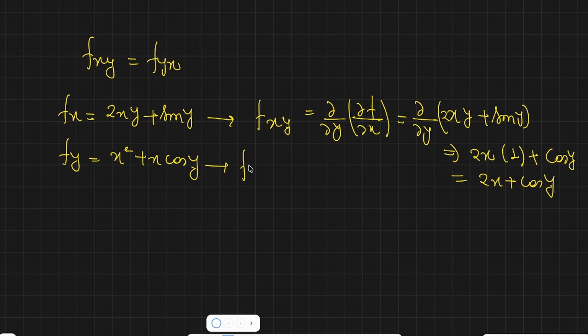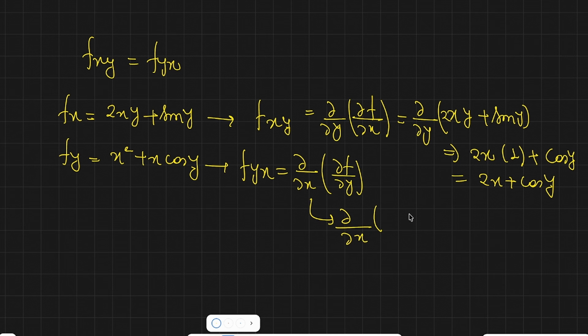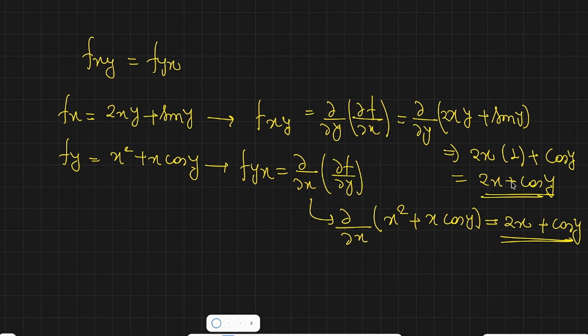Now what is this fyx? It means derivative of fy with respect to x. So how to find out this? The derivative with respect to x of x square plus x cos y. What is the derivative of x square? That is 2x. What is the derivative of x? That is 1. Cos y will be the same. You can see these both values are the same here. In such a manner you can find out the value of this.